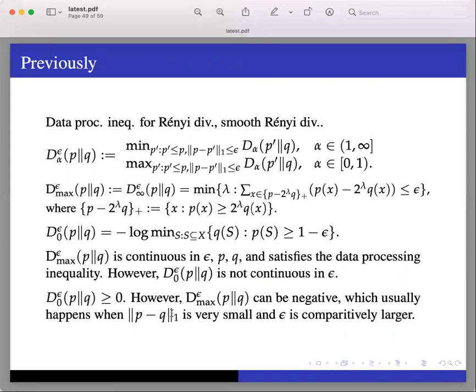Okay. So this is not continuous, and we'll remedy it in the next slide. But note that D0 was always greater than or equal to 0, and the smoothing is the maximum out here. So D0 epsilon is greater than or equal to 0. So this is a good property of D0 epsilon. Unfortunately, D epsilon max can be negative, which we had also argued last time. And this usually happens when P is very close to Q and epsilon is larger than the L1 distance between P and Q. So any questions?